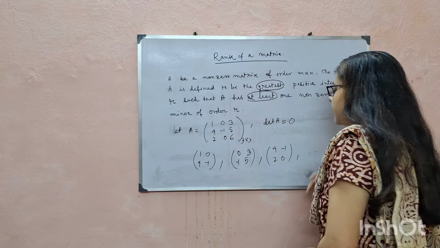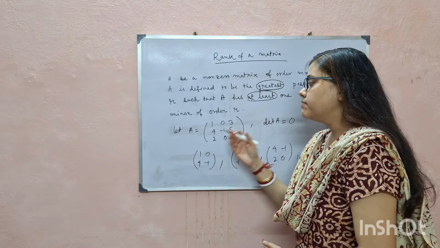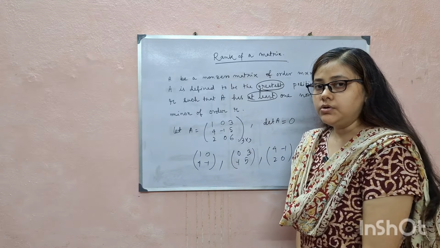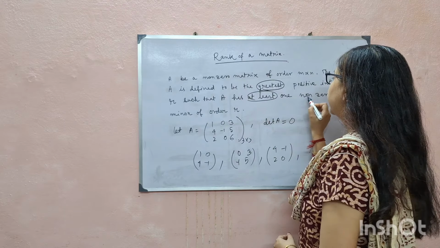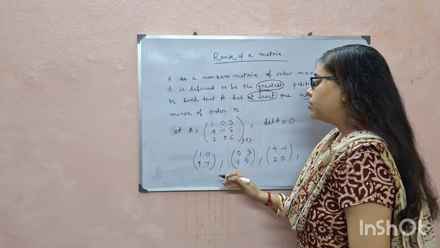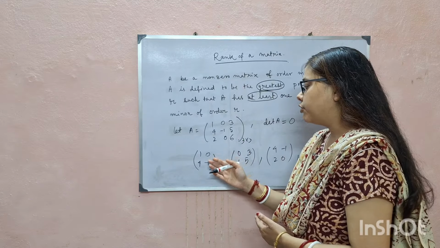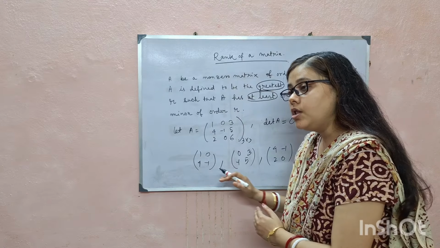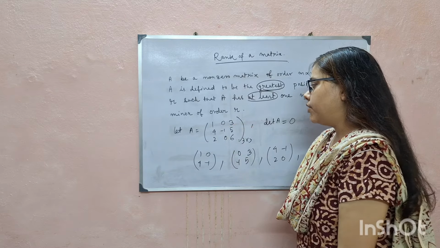Many others are there. Now if any one of these has a non-zero value, then the rank of A will be 2, and if all the minors are 0, then the rank of A will be 1, because we will have to find out a non-zero minor. So if there is at least one non-zero minor of order 2, then the rank of A will be 2, and if all the minors are 0, then the rank of A will be 1.